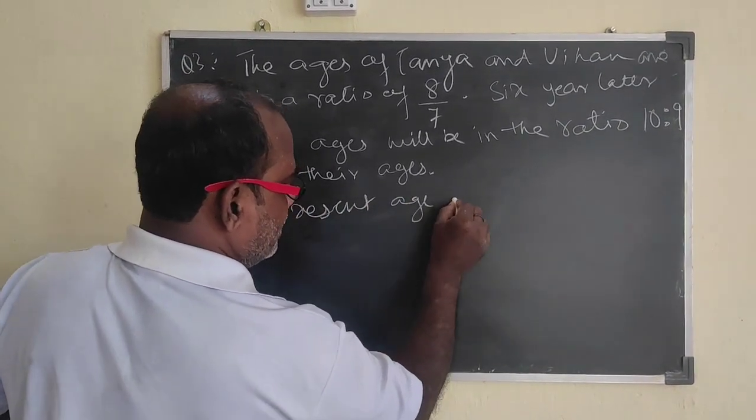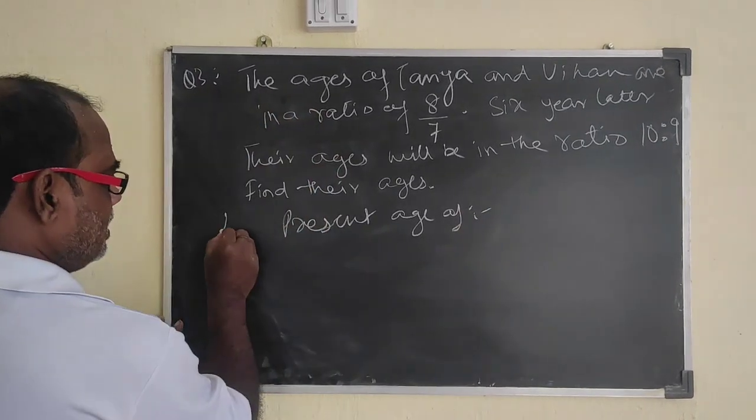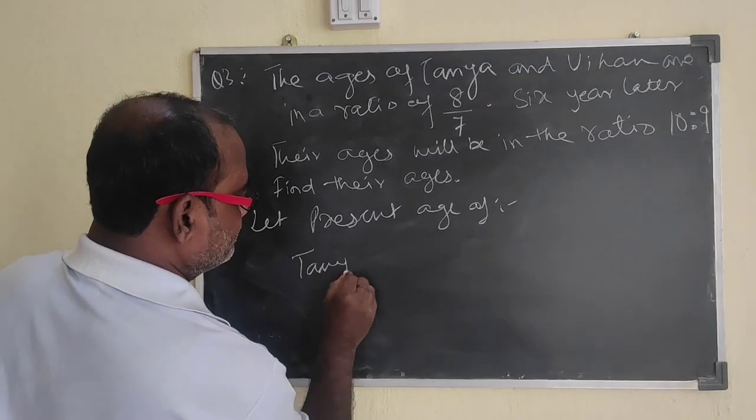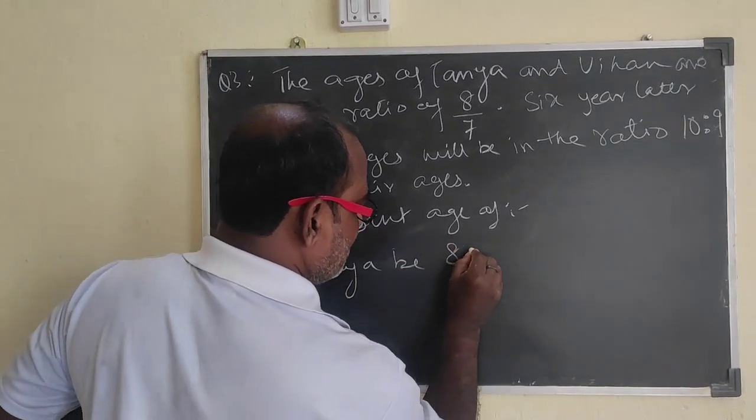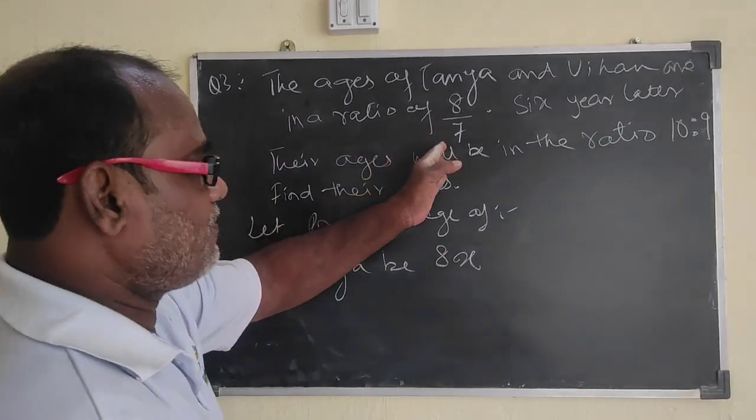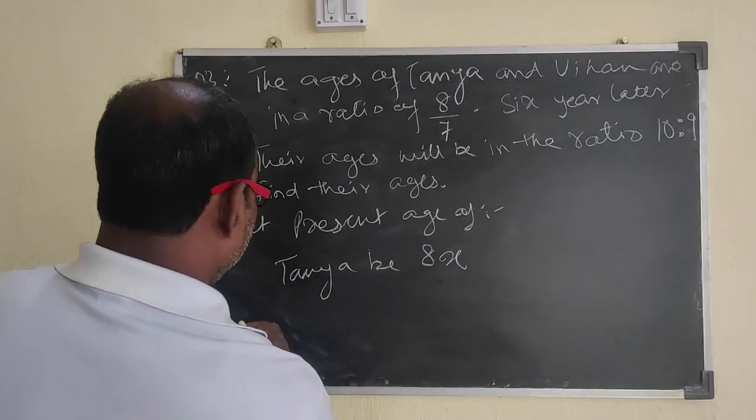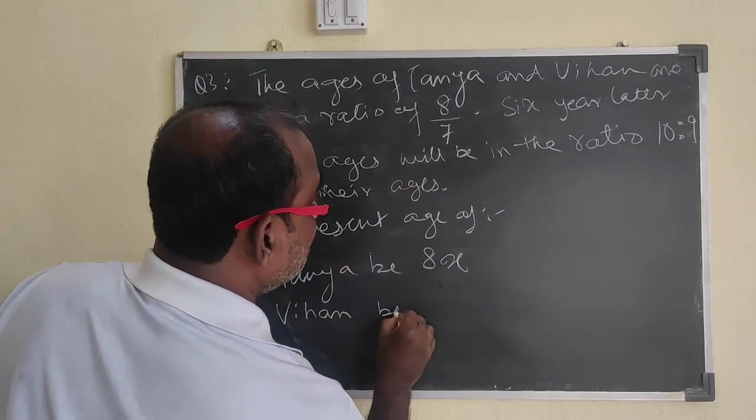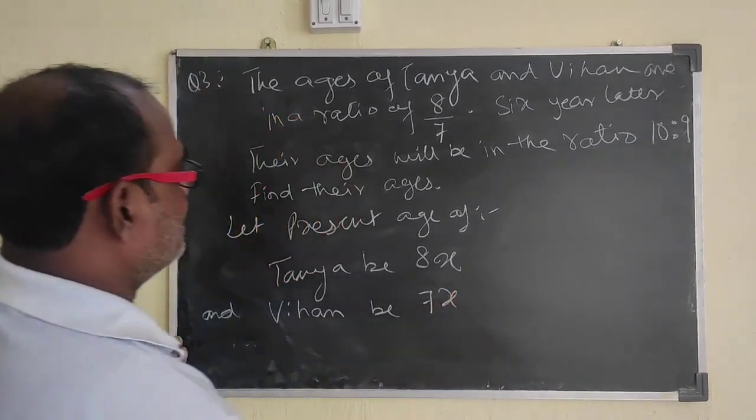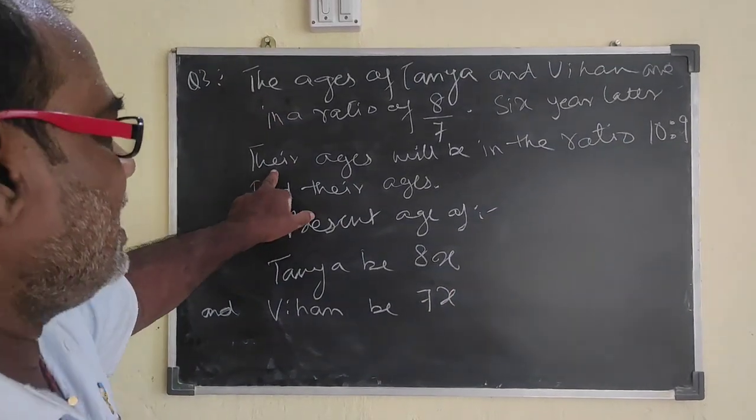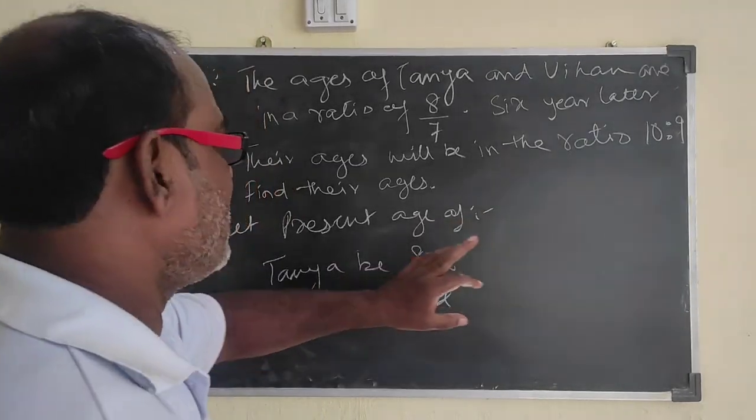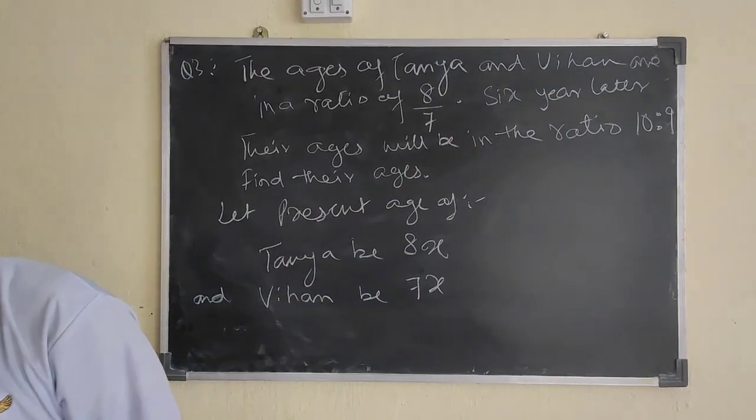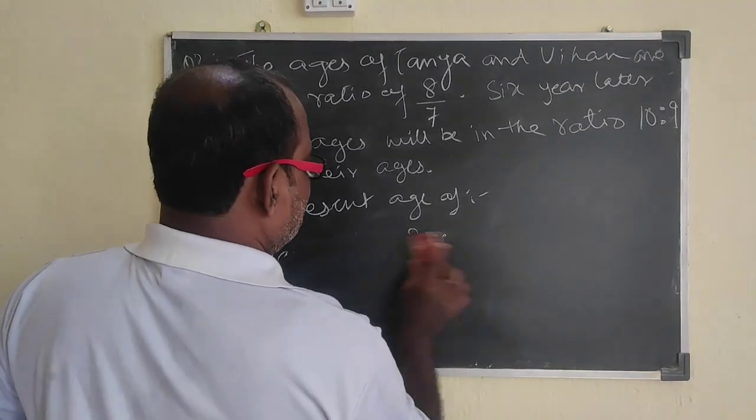Let the present age of Tanya be 8x, as the ratio is 8:7, so we are writing 8x, and Vihan be 7x. Then they have said their ages will be in the ratio 10:9, 6 years later. So next we are going to write down here 6 years later.